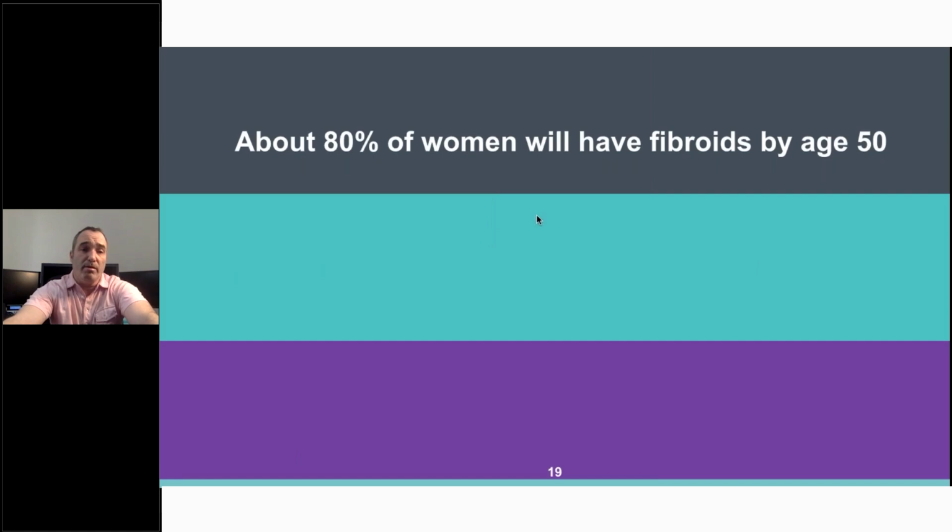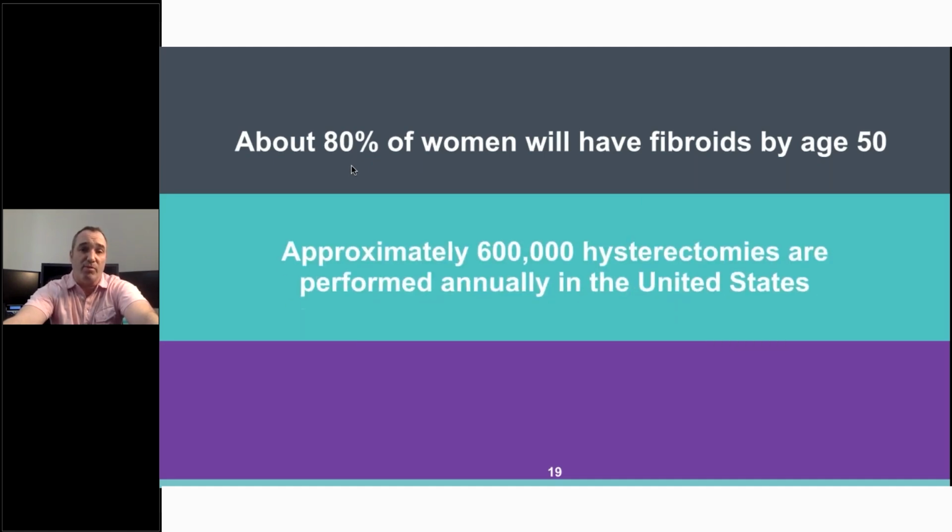So, studies do show that lots of women will have fibroids by age 50. I mean, 80% might be a little high, but definitely a large number of African American women have them, and certainly there's a very large number of women who do have fibroids. Unfortunately, there are approximately 600,000 hysterectomies performed in the United States every year. That is 600,000 too many, as far as I'm concerned.